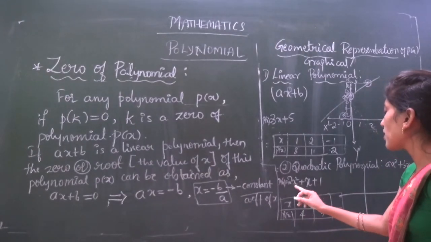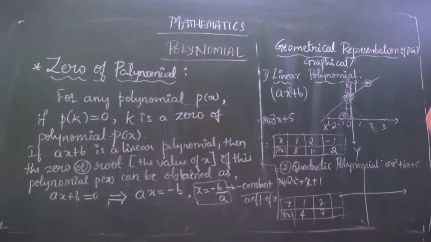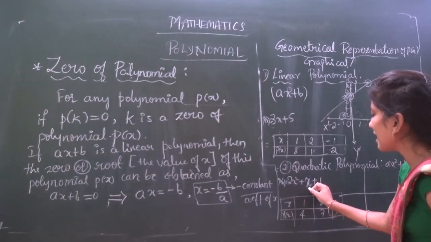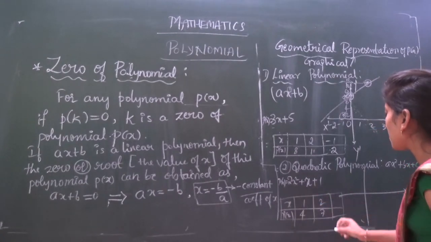if x is equal to 3, 3 threes are 9. So 9 twos are 18. 18 plus 3 is 21, and this will be 22.